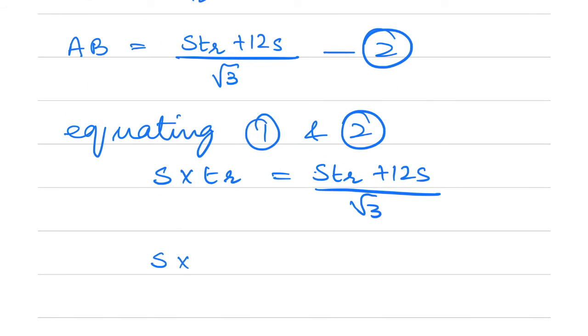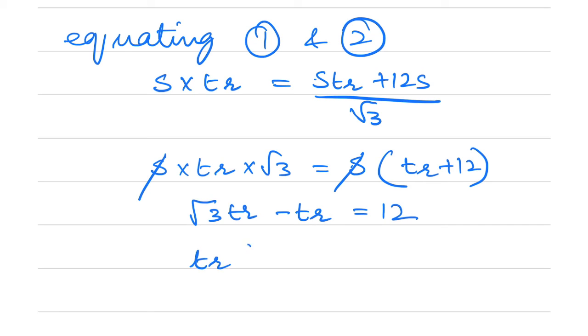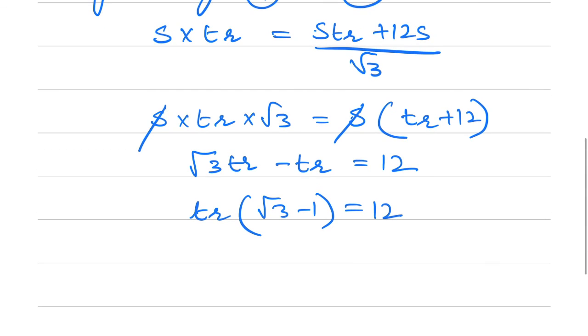S into TR into root 3 is equal to S, I can take common TR plus 12. S gets cancelled. So root 3 TR minus TR is equal to 12. TR is common. Root 3 minus 1 is equal to 12. Time taken to reach the tower will be 12 by root 3 minus 1.